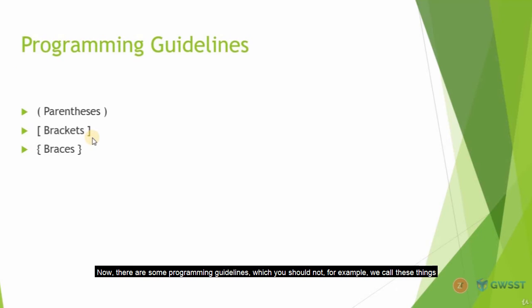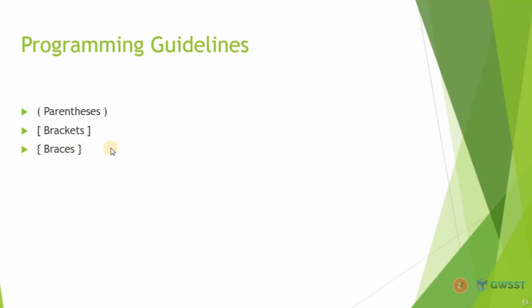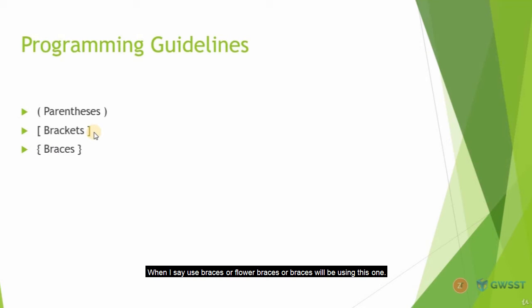Now there are some programming guidelines which you should know. For example, we call these things here parentheses. We have these things which we call brackets, and we have these things which we call braces. So make sure that you remember them very clearly. When I say use parentheses, we're going to use this. When I say use brackets, we're going to be using this. When I say use braces or flower braces or curly braces, we'll be using this one.